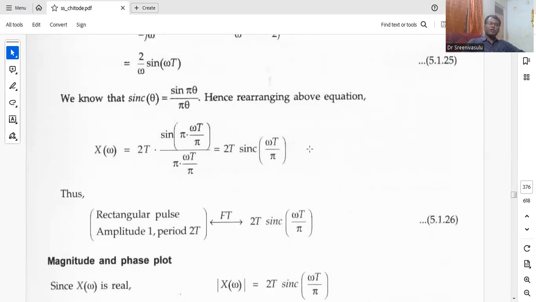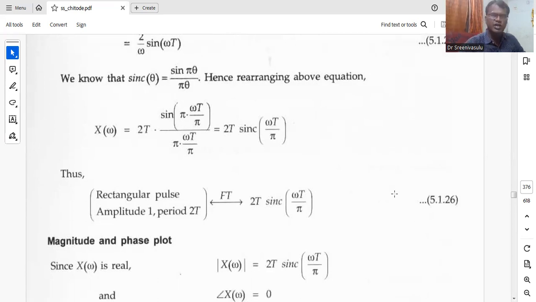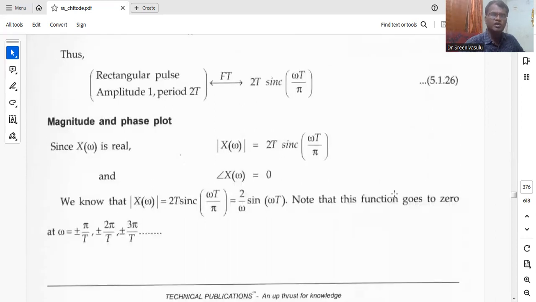Finally, the time domain signal is a rectangular pulse, and in the frequency domain it is a sinc pulse. Now if you want to draw the magnitude spectrum and phase spectrum of a rectangular pulse, the standard sinc signal we already know.